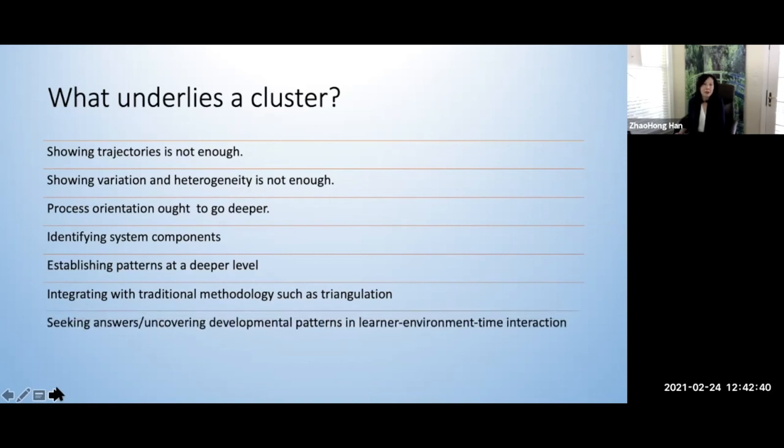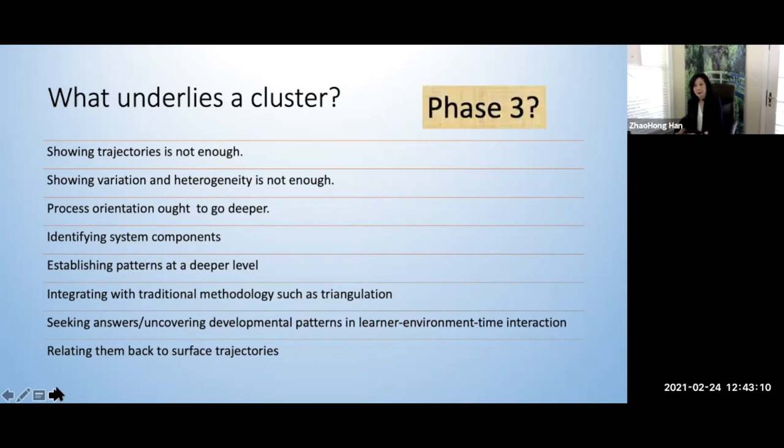Seeking answers, uncovering developmental patterns in a system environment involving learner, and the environment and the context is something we ought to pursue. And then last but not least, relating these patterns back to the surface trajectories. Might this be something for phase three?